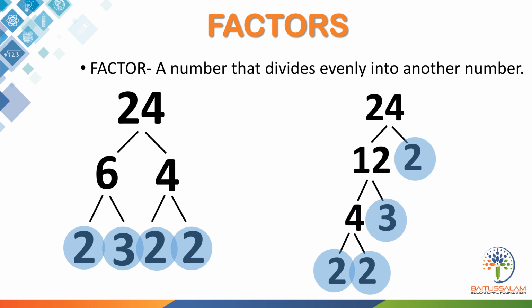The blue circled numbers represent the prime factors. If you multiply all of them you will get 24. So these all are the factors of 24.